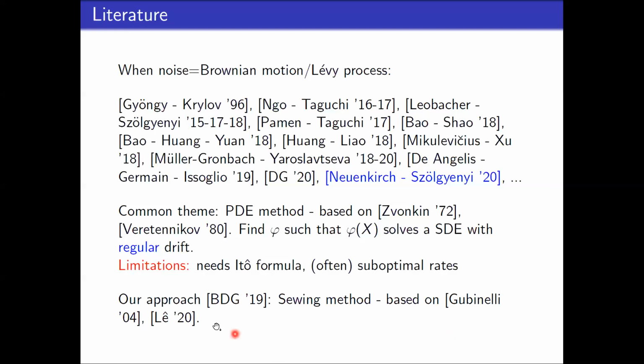In this work, instead of going to the Zvonkin-Veretennikov approach, we try to apply sewing methods for this question, which goes back to Young integration, but in this context was developed by Catellier and Gubinelli, and then a recent very relevant variant is by Le. And so we want to implement these ideas in the question of discrete approximations. I will mention basically the two main results that we can get with this, and how this overcomes these limitations of the PDE approach.